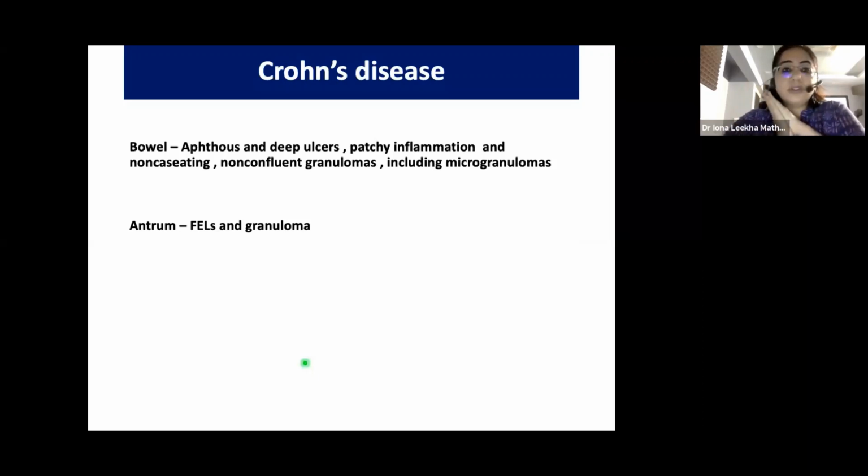So for Crohn's in the bowel, we see aphthous and deep ulcers with patchy inflammation, and in several cases, though not all, we see non-caseating, non-confluent granulomas including microgranulomas. In the antrum, we see focally enhanced lesions and granulomas. We can see.